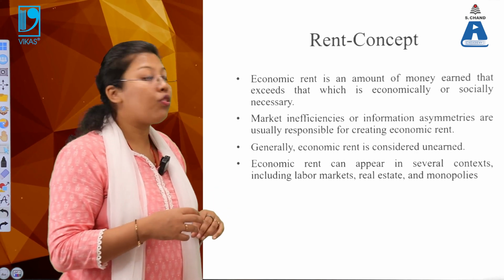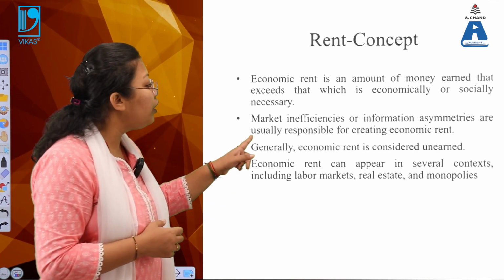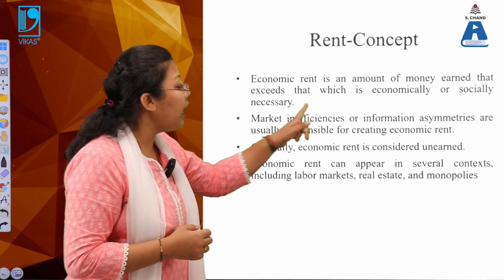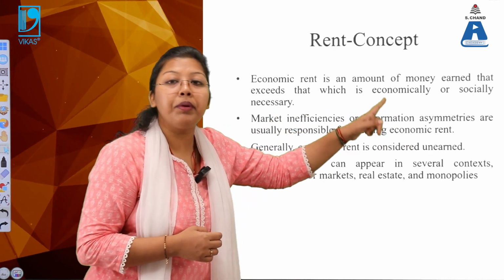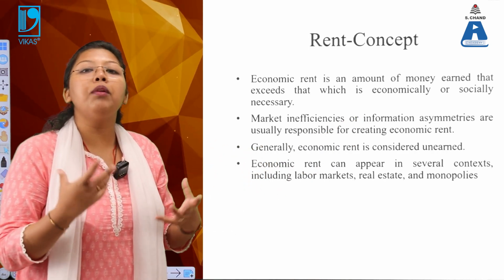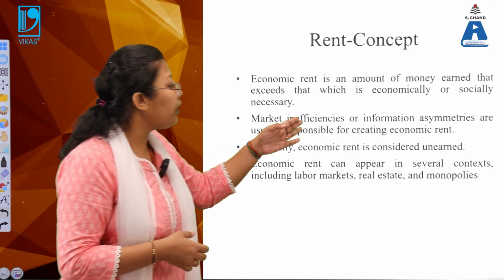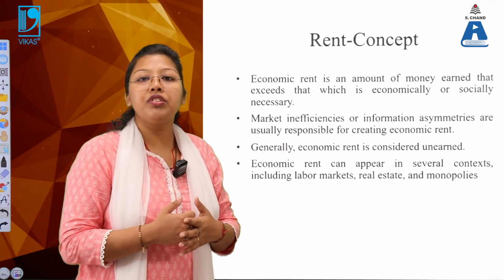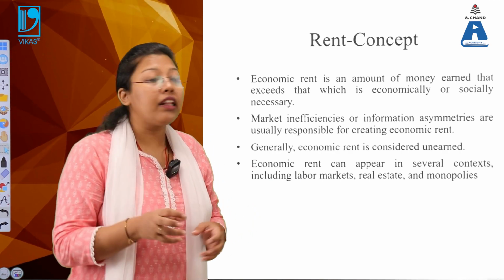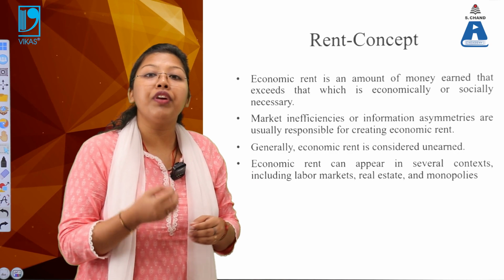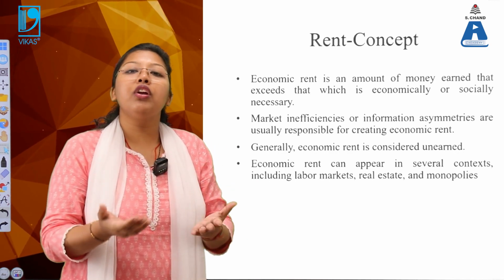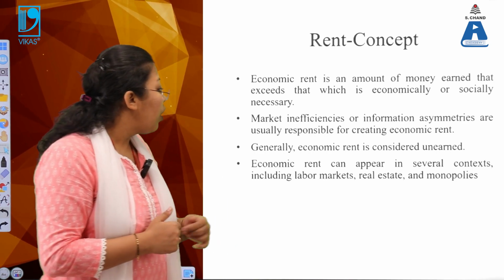Market inefficiencies or information asymmetries are usually responsible for creating this. What is this? Inefficiencies and asymmetries. That is what I told you. There is no such law or legal binding working behind it. So there is some kind of inefficiency working, there is some kind of asymmetry in information working, and that is what is leading to the creation of economic rent. And this is why it is not socially or economically very much necessary.